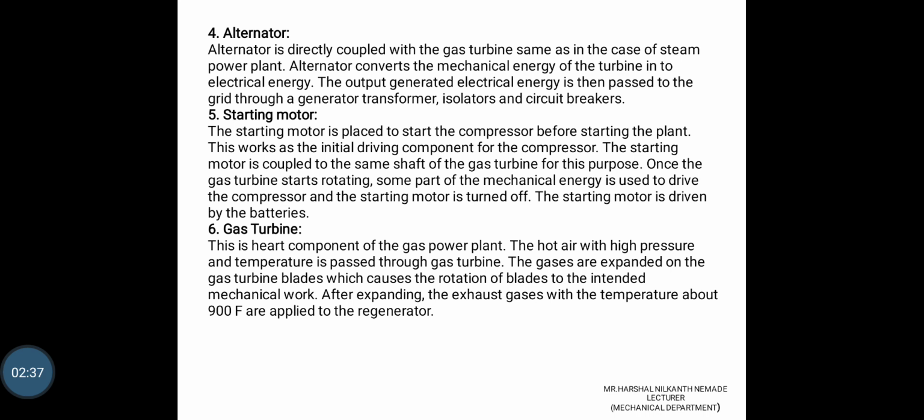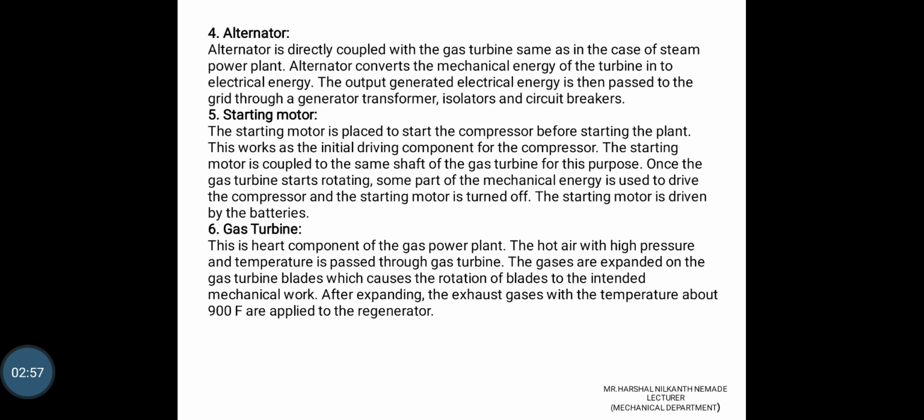Alternator. The alternator is directly coupled with the gas turbine, same as in the case of the steam power plant. The alternator converts the mechanical energy of the turbine into electrical energy. The generated electrical energy is then passed to the grid through the generator transformer, isolator and circuit breaker.